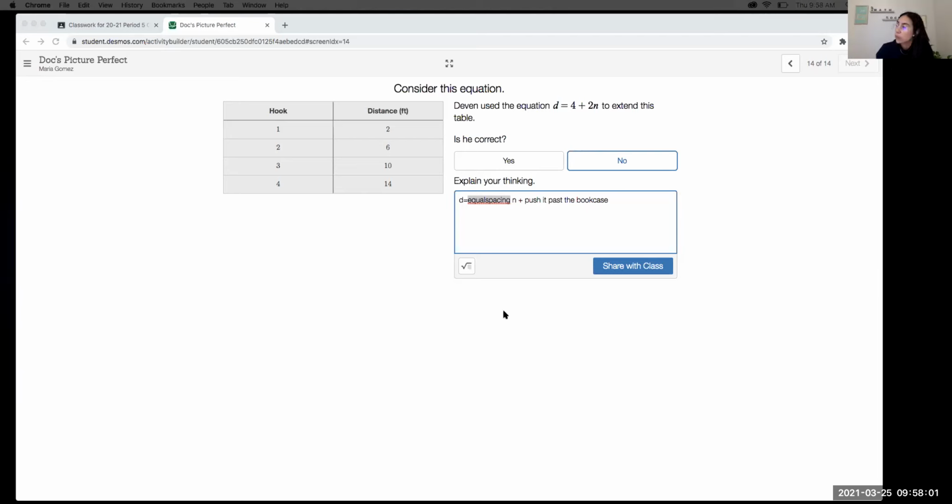Okay, so some of you are switching over after seeing this equation here. You're thinking, okay, my equal spacing, what was my equal spacing between these hooks? And you're seeing, okay, 2 to 6, 6 to 10, 10 to 14. The equal spacing there, the distance between these hooks, is 4 feet. That equal spacing, the distance between the hooks, should be in front of the N. And we notice there's a 2 there. So no, he didn't do that part correctly.